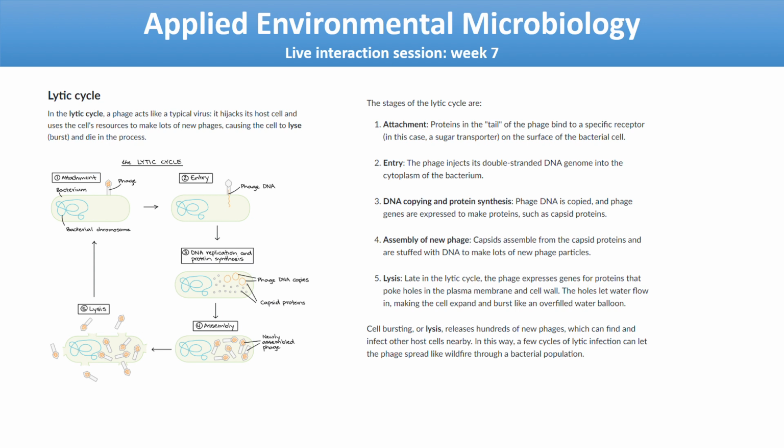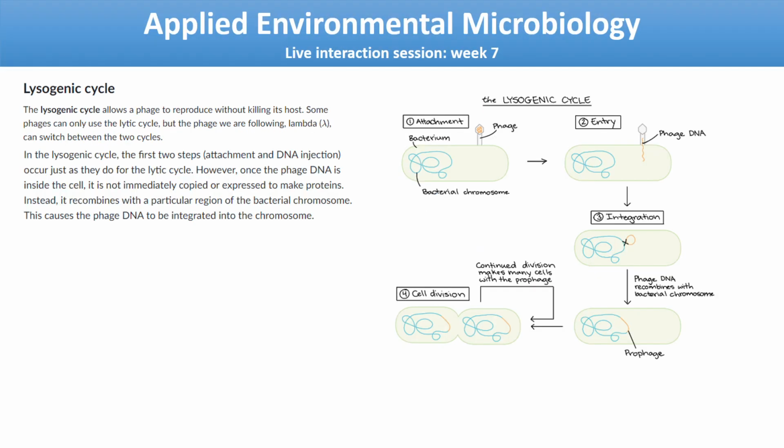Now, as I referred, there are two processes by which the phage can reproduce inside the bacteria. One is this lytic cycle, which I discussed here. The next is the lysogenic cycle. Now what happens in this cycle? In this cycle also, the first step and the second step are the same. That is, there will be attachment of the phage, followed by entry of the viral DNA into the host. But the next step is slightly different.